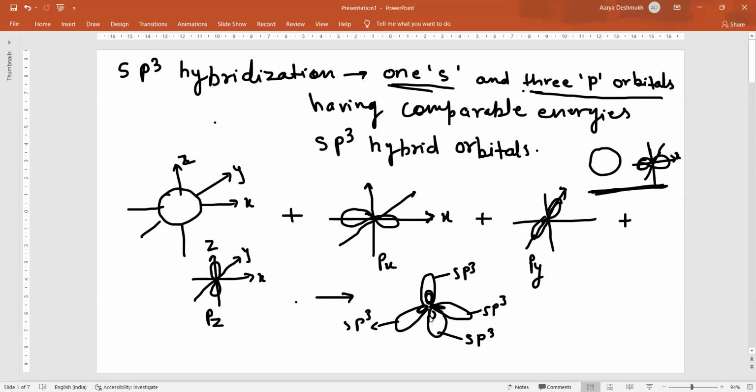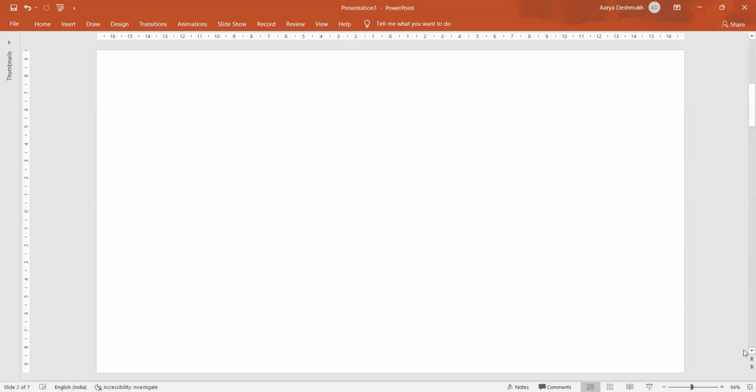Now, once the formation of this hybrid orbital is done, let us proceed to the next slide, the formation of the methane molecule. On the basis of these hybrid orbitals, how is the methane molecule formed? This can be explained by taking the example of the methane molecule. In your exam, you might be asked to explain the formation of either the methane, ethene, or ethyne molecule on the basis of sp3, sp2 and sp hybridization.